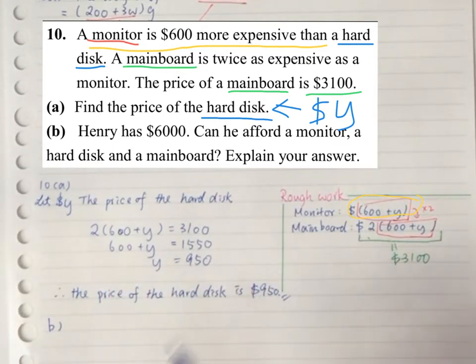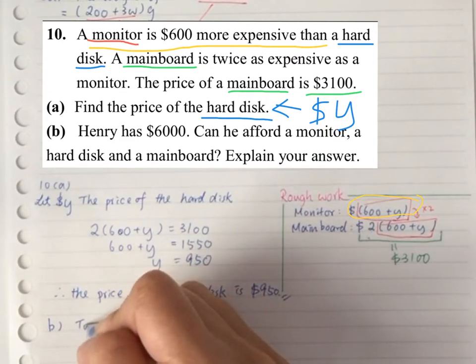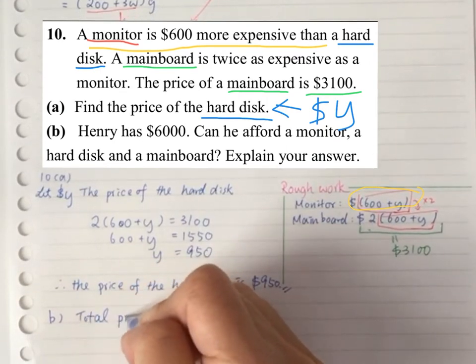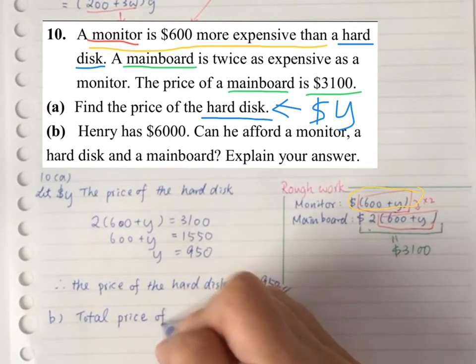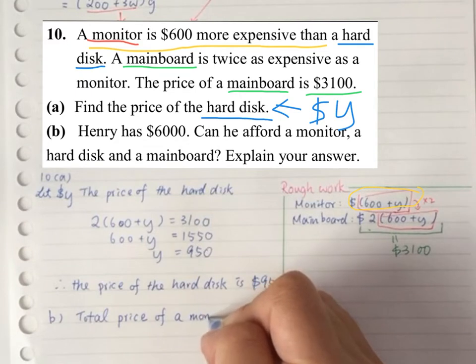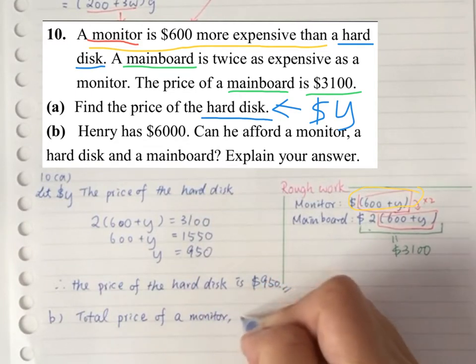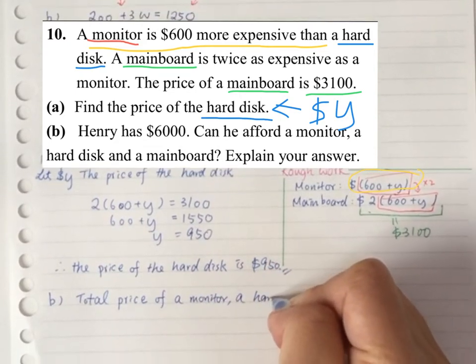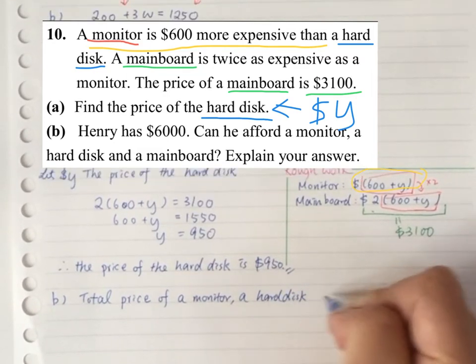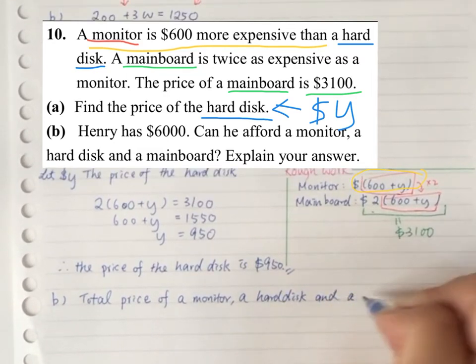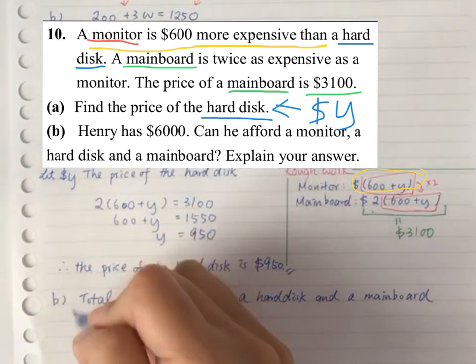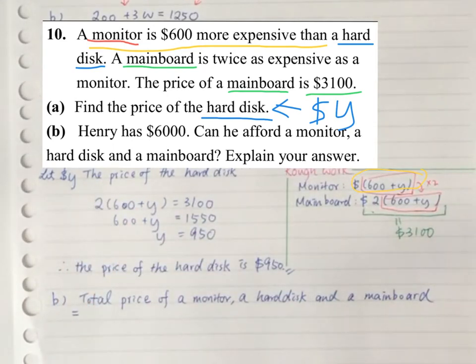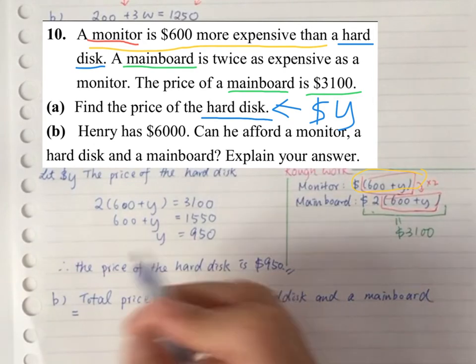For part B, Henry has $6,000, and we need to check whether he can afford the monitor, hard disk, and mainboard. To do so, we need to add up the total price of these 3 objects. The first one is y, the second one is 600 plus y, and the last one is $3,100, or if you like, you can write 2 times (600 plus y). So we write it one by one.